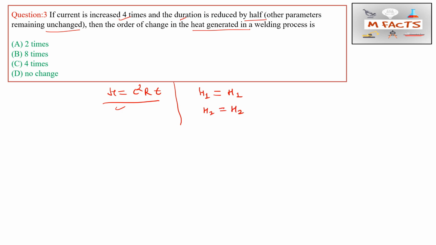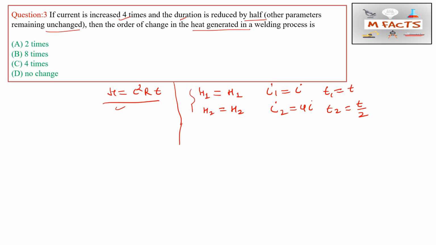They say the current is increased by 4 times. So suppose the I1 value is I and I2 is equal to 4I. And the duration is reduced by half, so the time t1 is equal to t, and t2 is equal to t by 2. These are the data they have given in this question, and we have written them down.